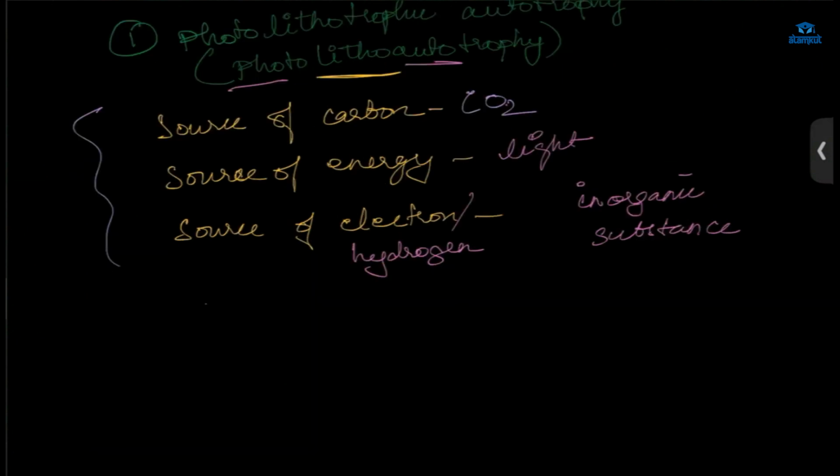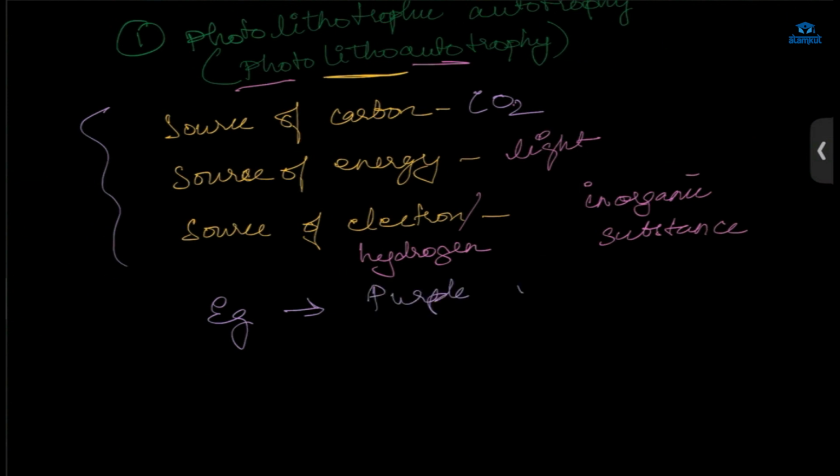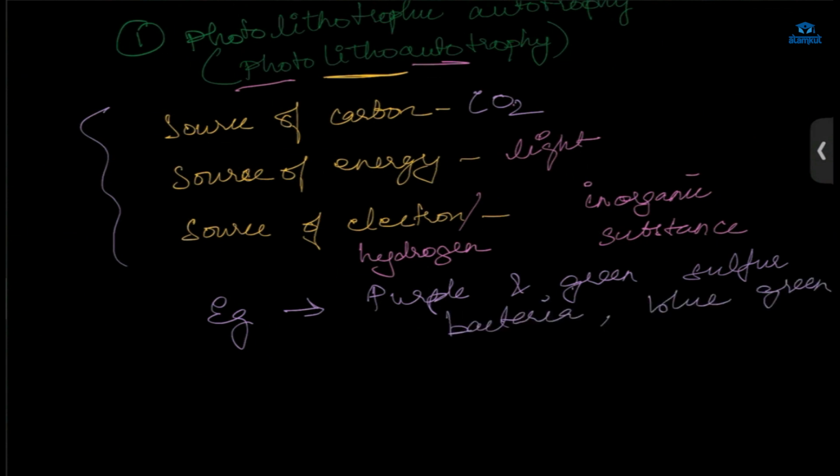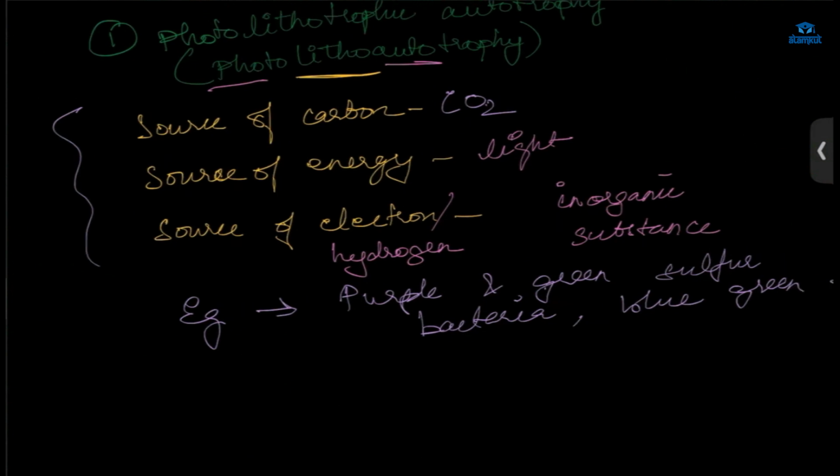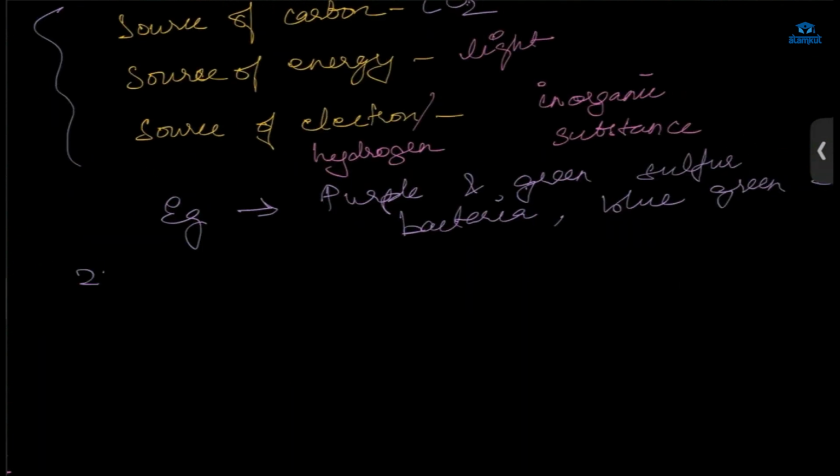Next, examples of these bacteria are purple and green sulfur bacteria, and also the blue green bacteria. They come under this category. Next, will you do the second one? I will give the name. Will you be able to tell the source of carbon, source of energy, and source of electron or hydrogen?